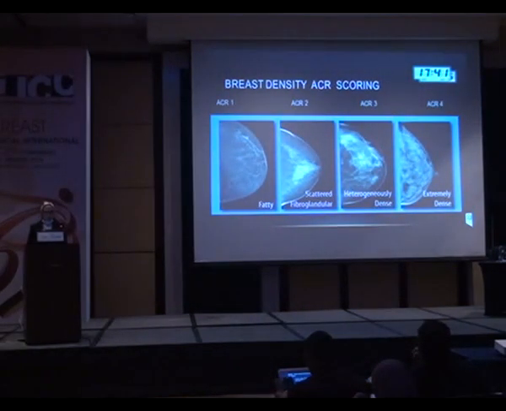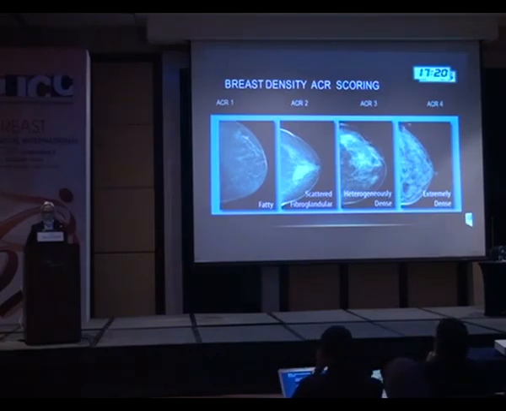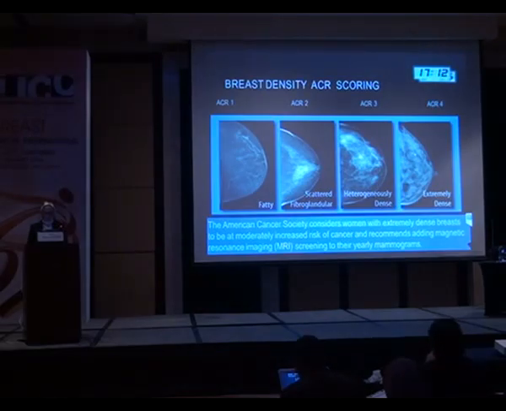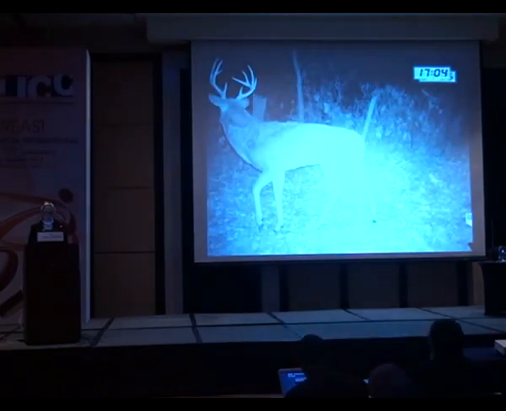The breast density score is very important. We classify the breast density, as mentioned by Petro, into four categories. The completely fatty breast is score 1, and scattered fibroglandular tissue is score 2, representing one third of the breast stroma. ACR 3 is given when two thirds of the breast is made of glandular tissue, and the totally or extremely dense breast is score ACR 4. The American Cancer Society considers women with extremely dense breasts to be at moderate risk of cancer and recommends adding MRI to their yearly screening.